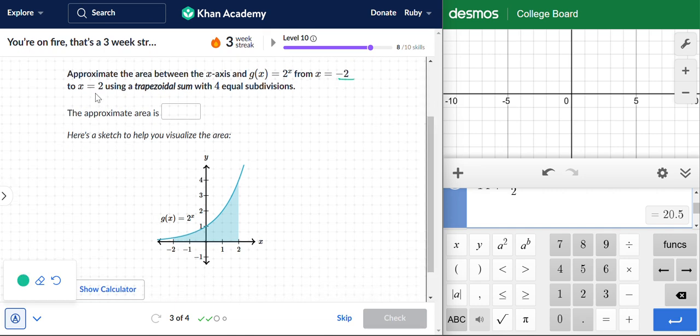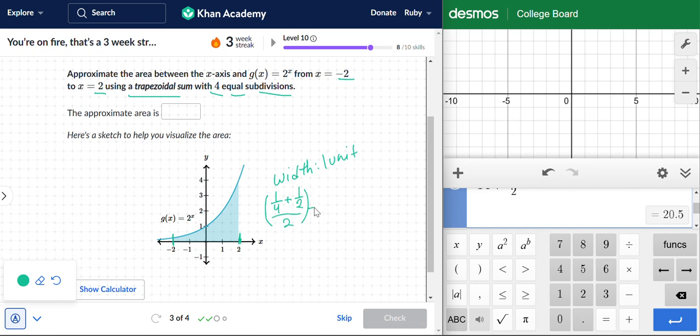So from -2 to 2 using the trapezoidal sum with 4 equal subdivisions. Okay, this is where we start, and this is where we end. 4 equal subdivisions, which means the width is going to be 1 unit. So let's start. So base 1 for the first one. Okay, we can't find it here, so we have to plug it in ourselves. So if we plug in -2, we're going to get 1/4 plus 1/2 divided by 2.